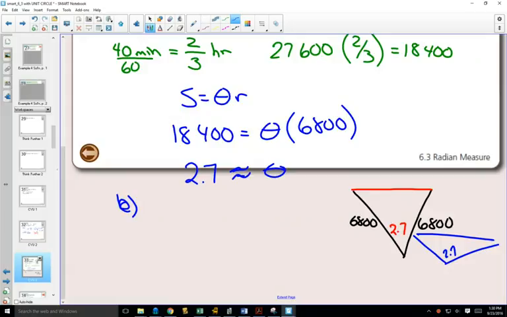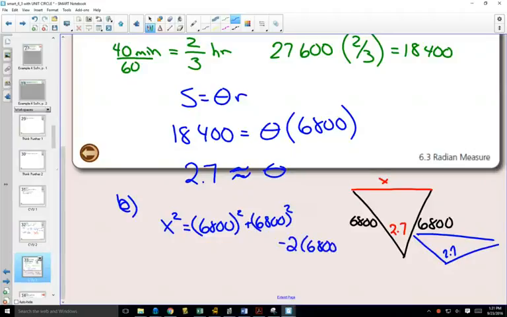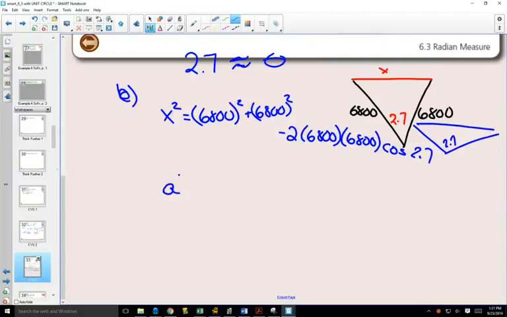So how does your cosine formula work? Well, if you want to find this, x, what did it look like? X squared would equal 6,800 squared plus 6,800 squared minus 2 times 6,800 times 6,800 times cos of 2.7. Should I write that out with letters again? a squared equals b squared plus c squared minus 2bc cos A. That was your cosine formula.